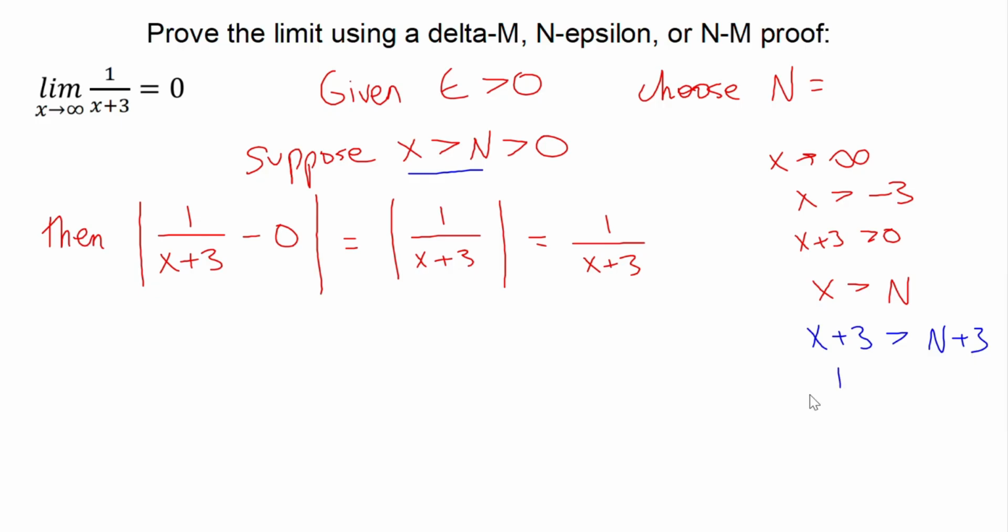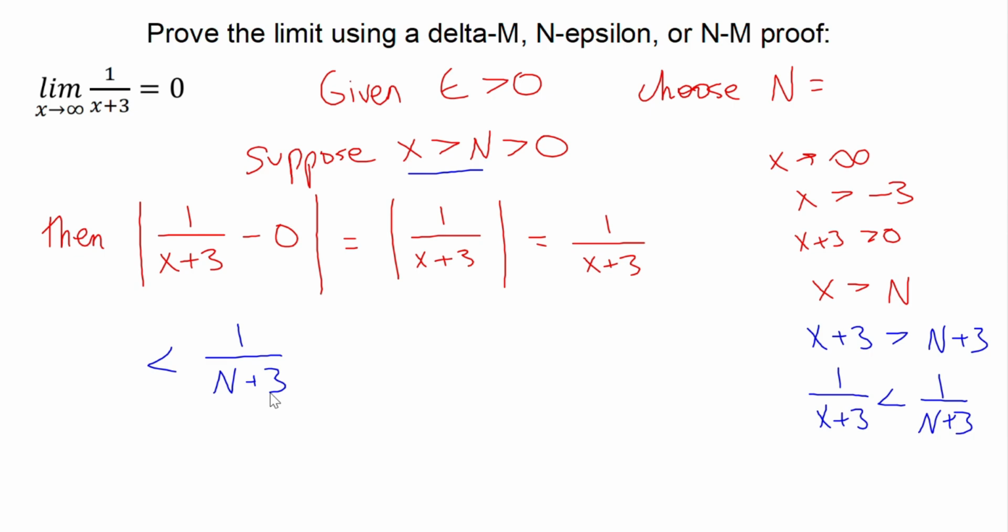And then we can just take the reciprocals and say 1 over x plus 3 must be less than 1 over n plus 3, which is exactly what we wanted. We wanted our function to be less than something in terms of constants and n. So we have that our thing, 1 over x plus 3, is now less than 1 over n plus 3. And from here, we can make an adjustment to this, or we can just immediately replace this with an epsilon.